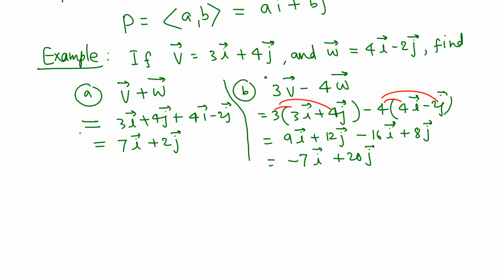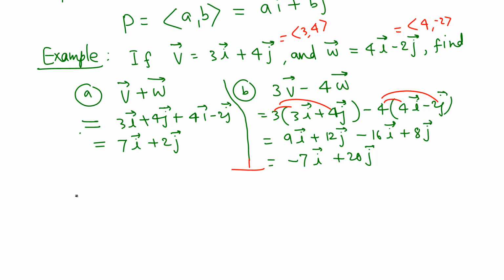Okay. These vectors could be written as 3i plus 4j, just (3, 4), and 4i minus 2j, (4, negative 2). And we could have done the same algebra here.